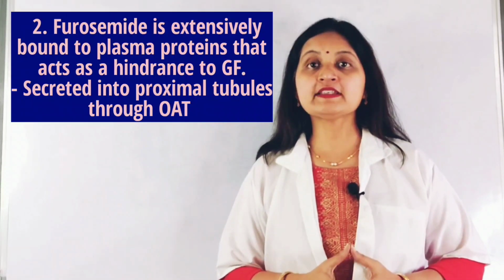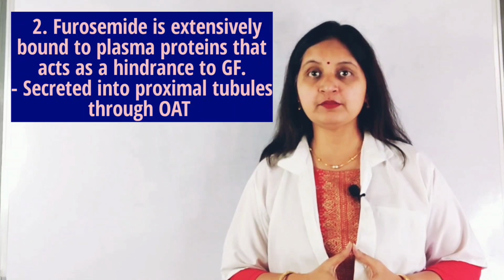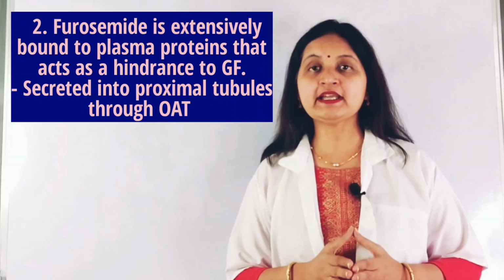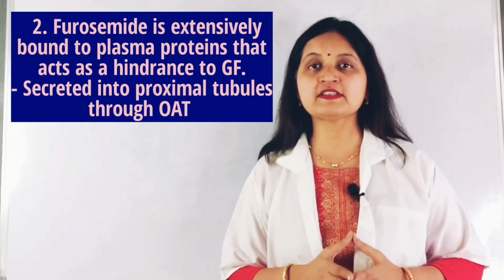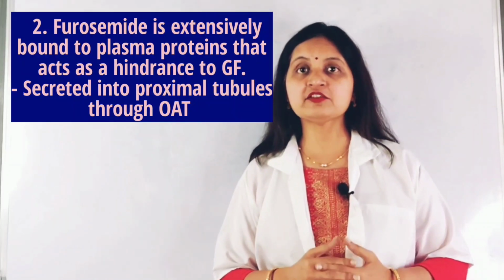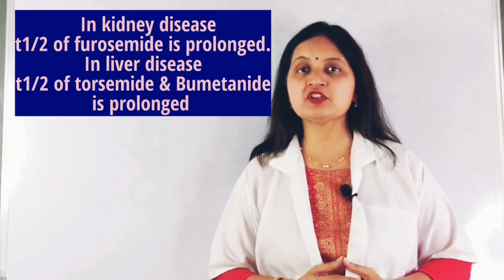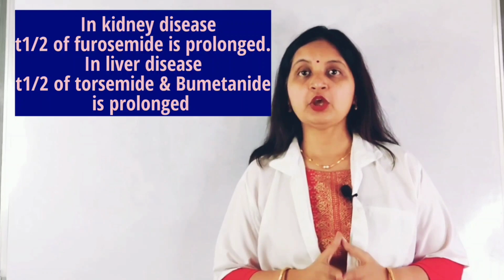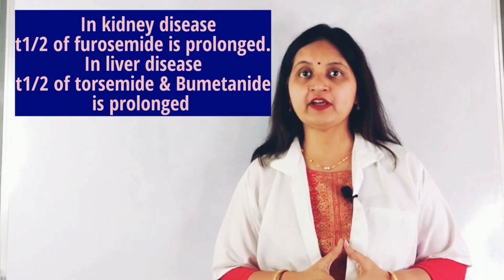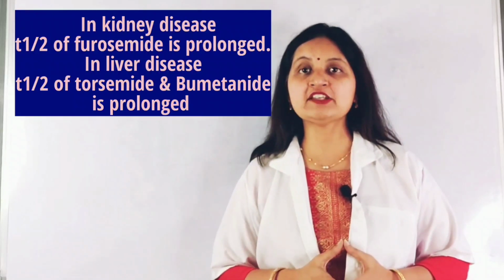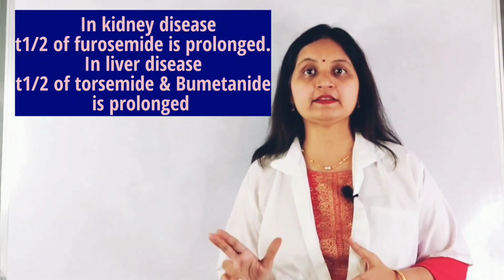But loop diuretics are efficiently secreted into the proximal tubule via the organic anion transporter, which mediates the transport of furosemide into the tubular lumen. Thus, loop diuretics undergo excretion through the kidney by tubular secretion. Therefore, in patients with renal disease, the T-half is prolonged. Bumetanide and torsemide, however, undergo significant hepatic metabolism, so the T-half of these drugs is prolonged in hepatic disease.